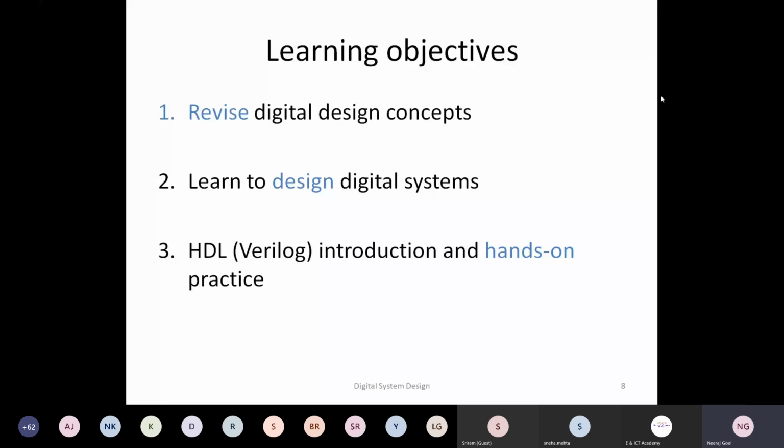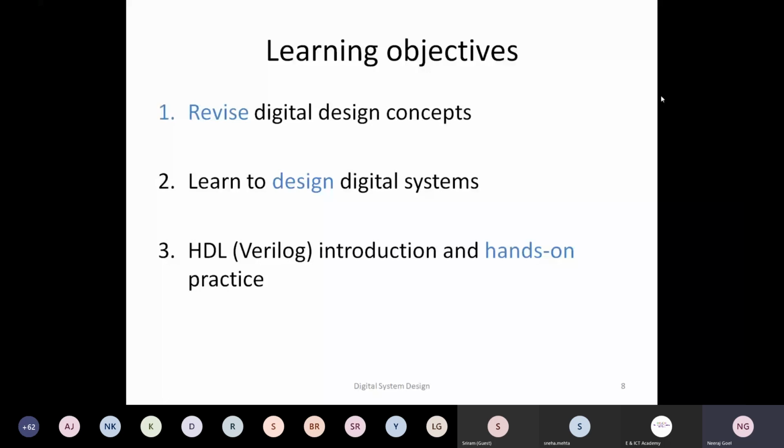What I will not do is reinvent or teach you all the concepts of digital systems like K-map or Quine-McCluskey methods. That is not the goal of this course, though we still need to revise a couple of these concepts. The other important aspect is that we will learn how to design digital systems. Learning to design is the most important thing.